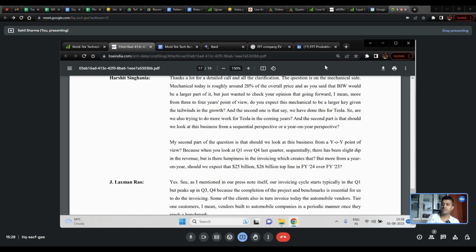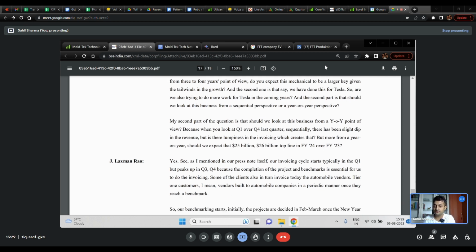So now what Harshit is asking is that BIW is a large part of mechanical, and then from a 3 to 4 year point of view, do we expect mechanical to be a larger part of the pie given the tailwinds? And also, we have done some BIW work for Tesla. Are we also trying to do more work for Tesla? And the second part is that should we look at this business from a sequential perspective, or basically quarter on quarter, or year on year?